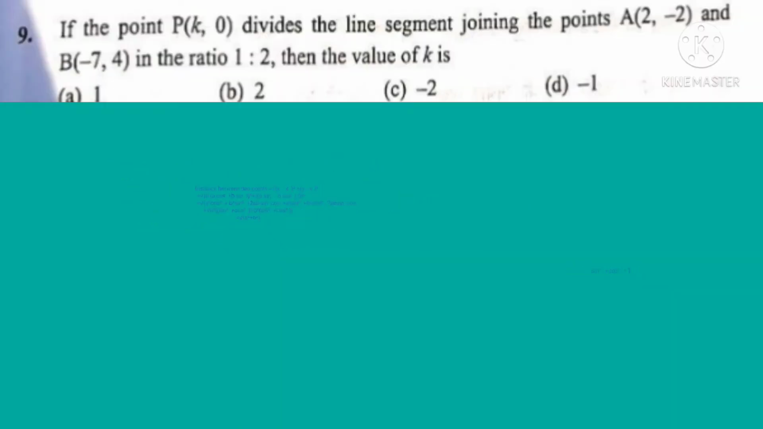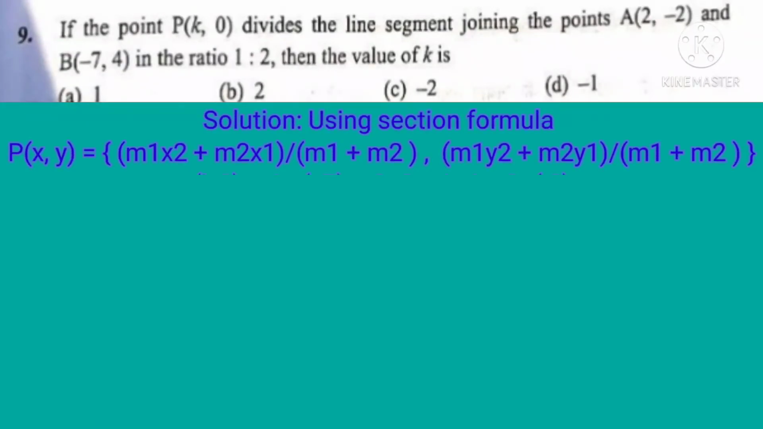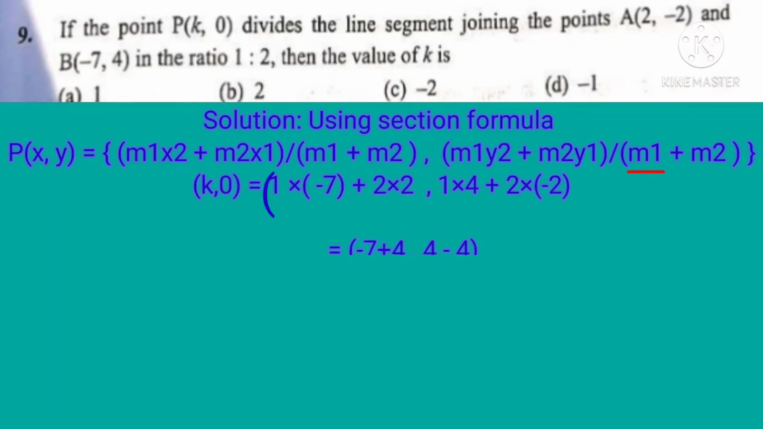So now let's move to question number 9. Our question is, if the point P(k, 0) divides the segment joining the points A(2, -2) and B(-7, 4) in the ratio 1:2, then find the value of k. So here we will apply the section formula, that is, the coordinates of the point that divides the points are (m1 x2 plus m2 x1) divided by (m1 plus m2), and (m1 y2 plus m2 y1) divided by (m1 plus m2).